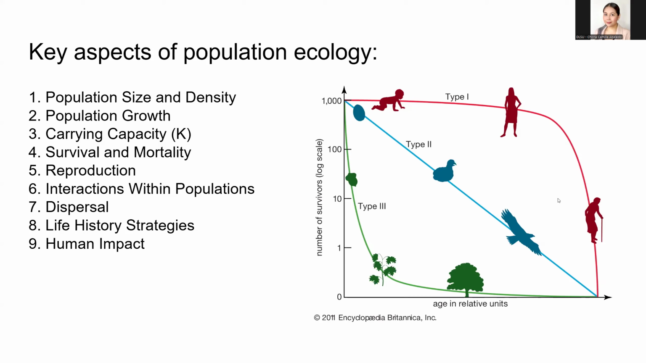Another key aspect of population ecology is population growth. Gaano kabilis lumalaki ang isang population. So, there are two mathematical terms that often describe population growth. One is exponential, and another is logistic. So, exponential growth, tuloy-tuloy lang yung paglaki.